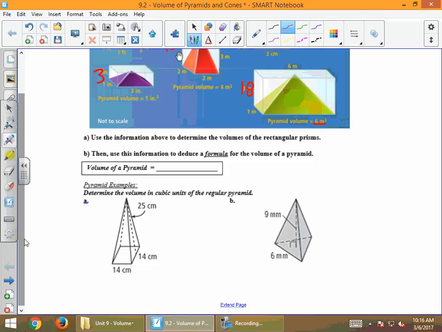More importantly, you're right, space times height. Let's say big B times height. But if we want to find a pyramid, how many pyramids fit inside one of those boxes? 3. So I'm going to do 1/3 big B times H. And that's the formula.